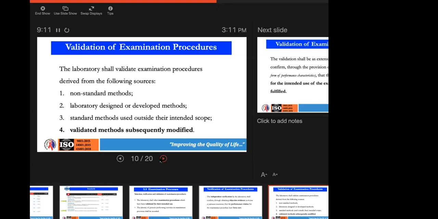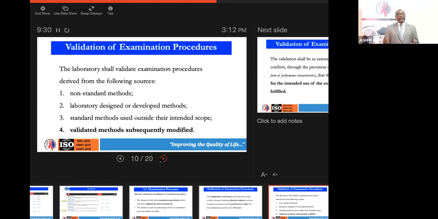to be blood. If you decided not to use blood and you decided to use saliva, for example, then that is using the test kit out of its intended use. So there needs to be another validation for you to be able to say, the test kit was developed to be used for blood, however, I'm using it for saliva, and I can still get the same results. Then validated methods subsequently modified.